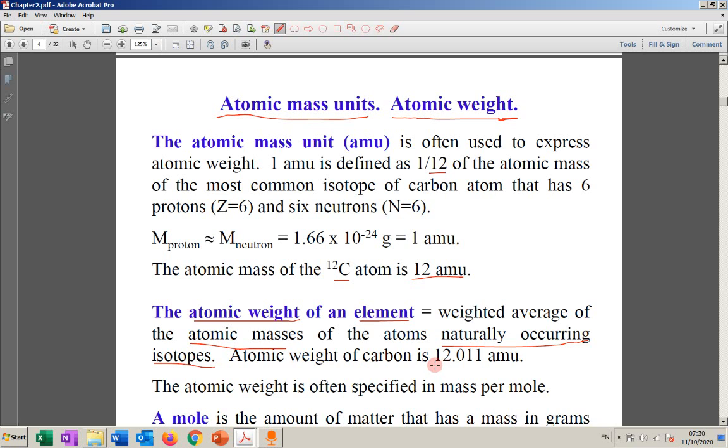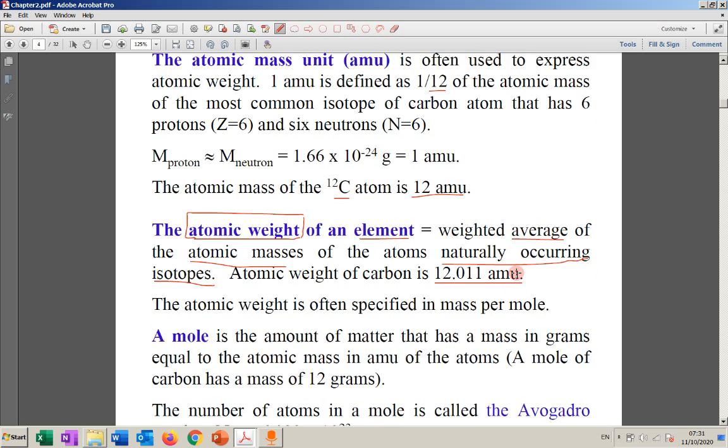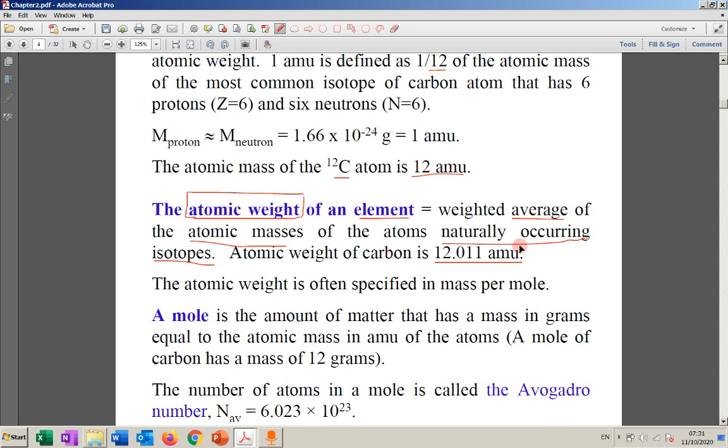The atomic weight of carbon is 12.011 AMU. Still they're using this unit, atomic mass unit, but we call it atomic weight. The unit is still atomic mass unit, AMU, but because it came from the average of masses of the different isotopes, we call this one atomic weight. And normally we use atomic weight in the calculations throughout this textbook, as you can see in chapter 3, chapter 4. We're going to use the atomic weight of an element. You already know these things from chemistry.